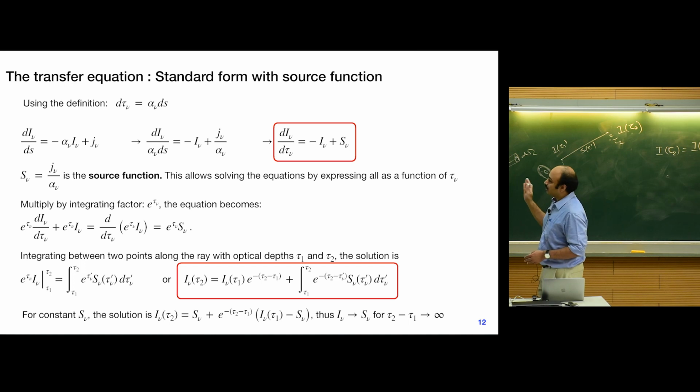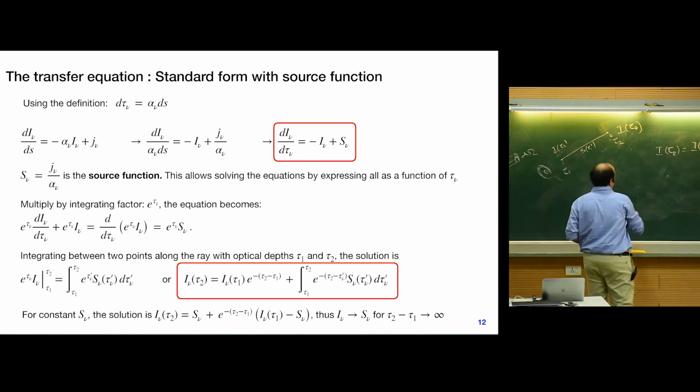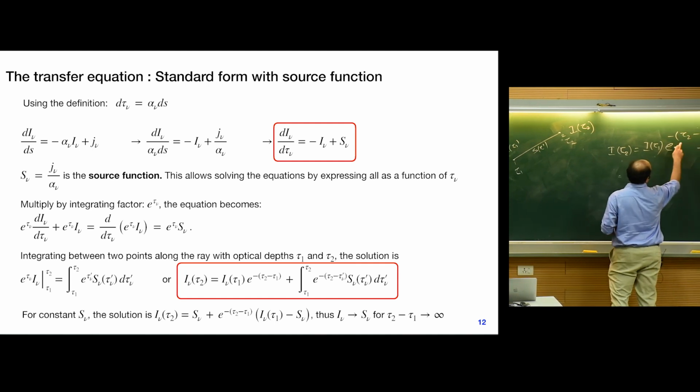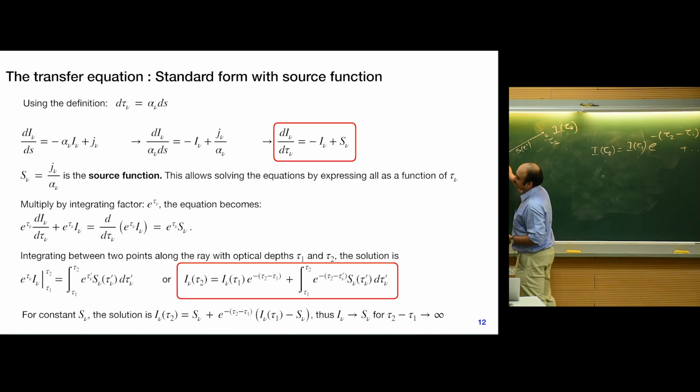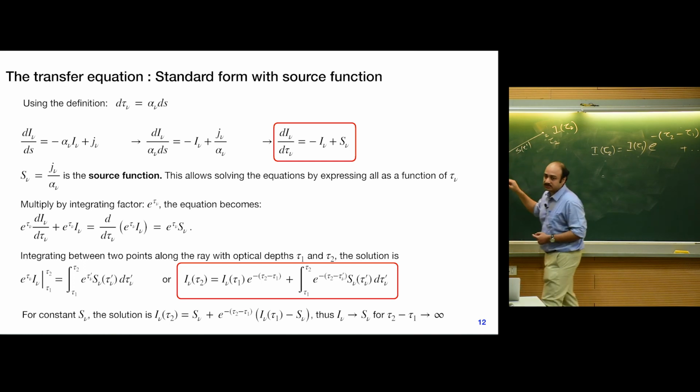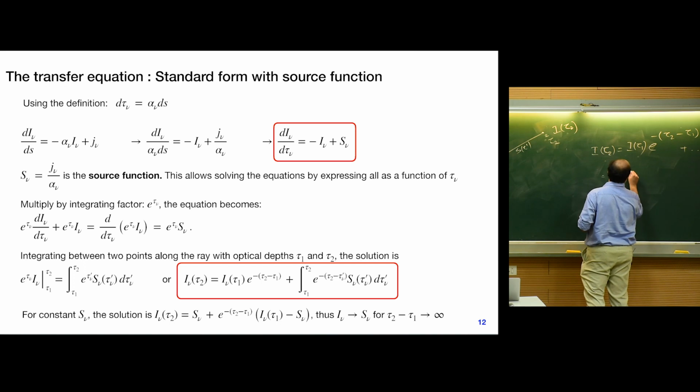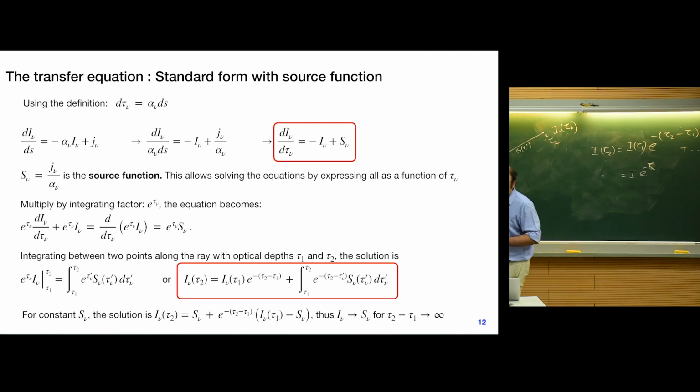Let us see if our first example can be recovered. Suppose we have no emission, only absorption. Source function is 0. That integral goes away. So I at tau 2 is I at tau 1 times exponential minus tau 2 minus tau 1. If again I define tau 1 as the starting point of the surface, so optical depth tau 1 is 0, I recover this solution, which is I exponential minus tau. So we are fine.